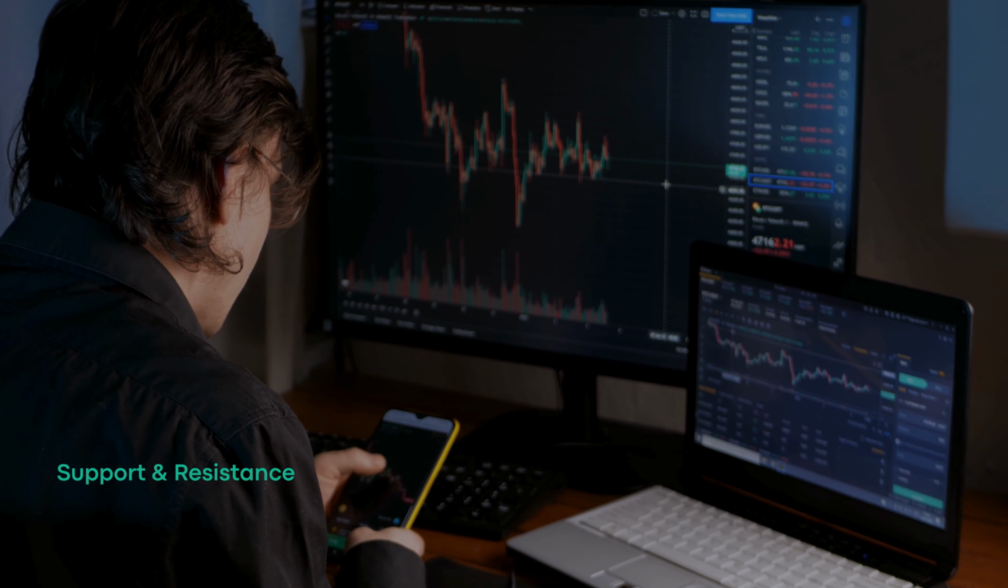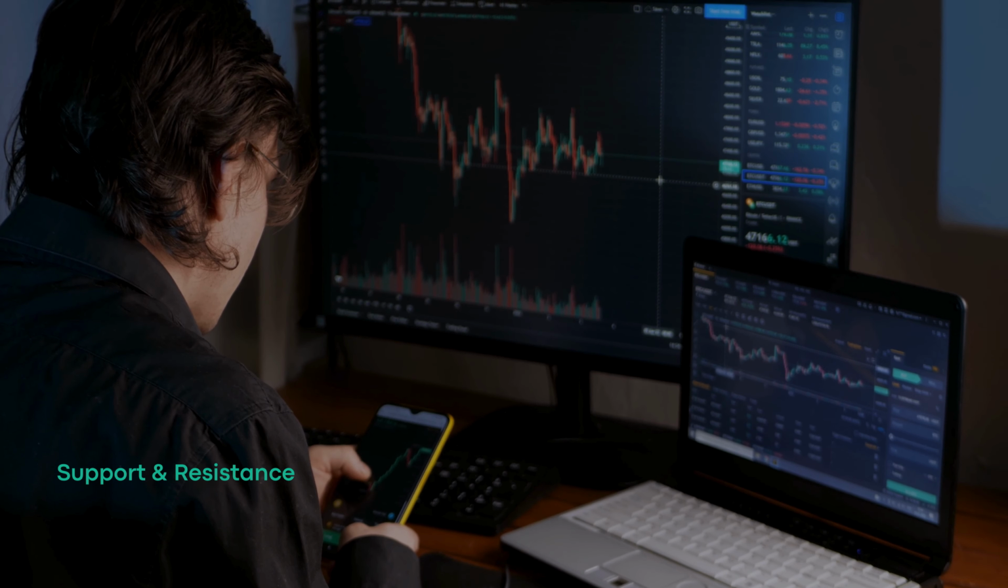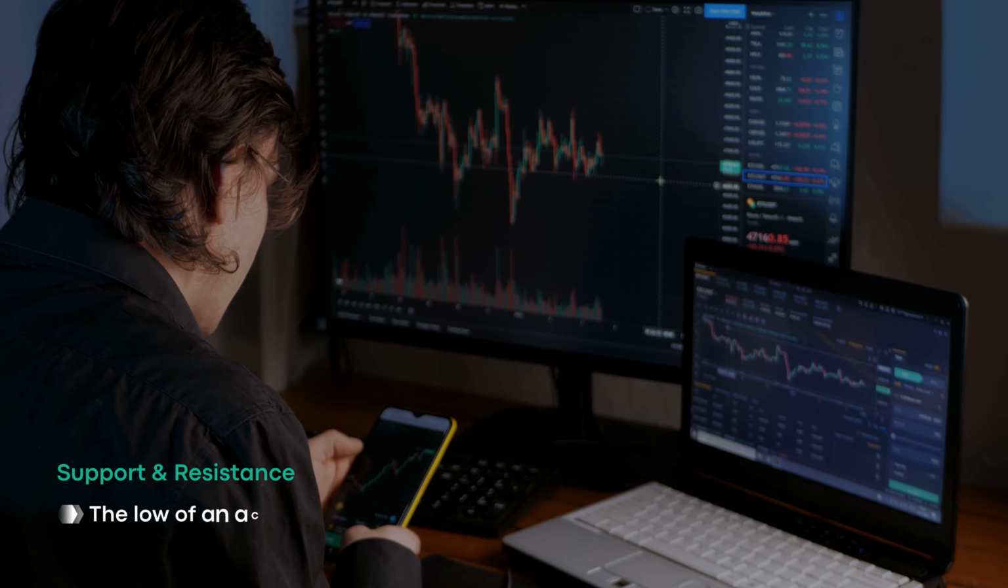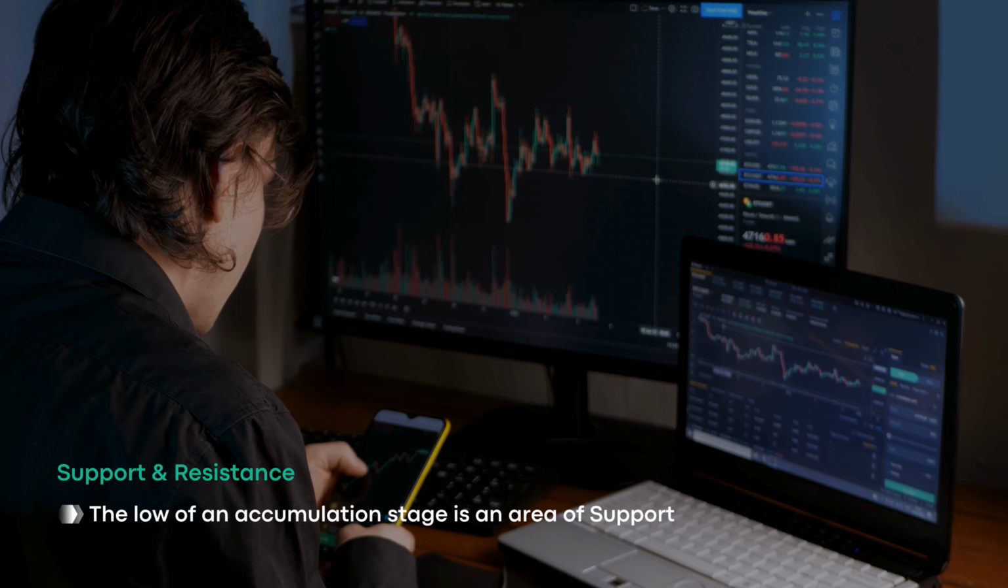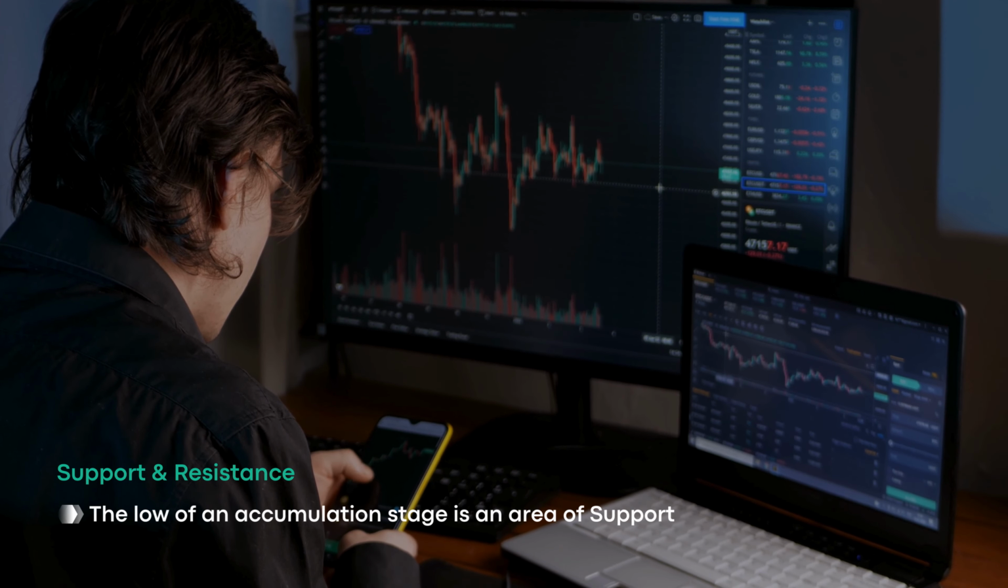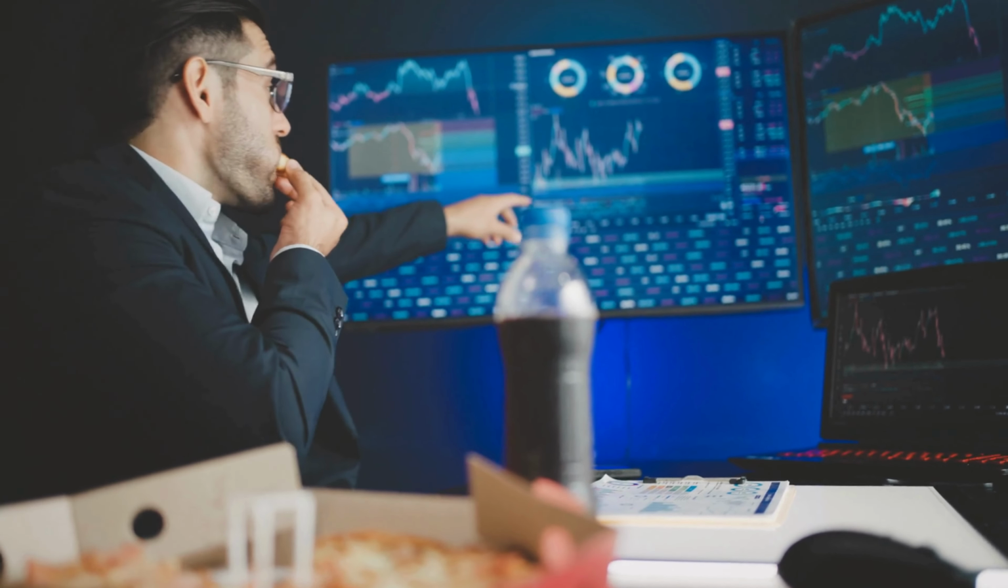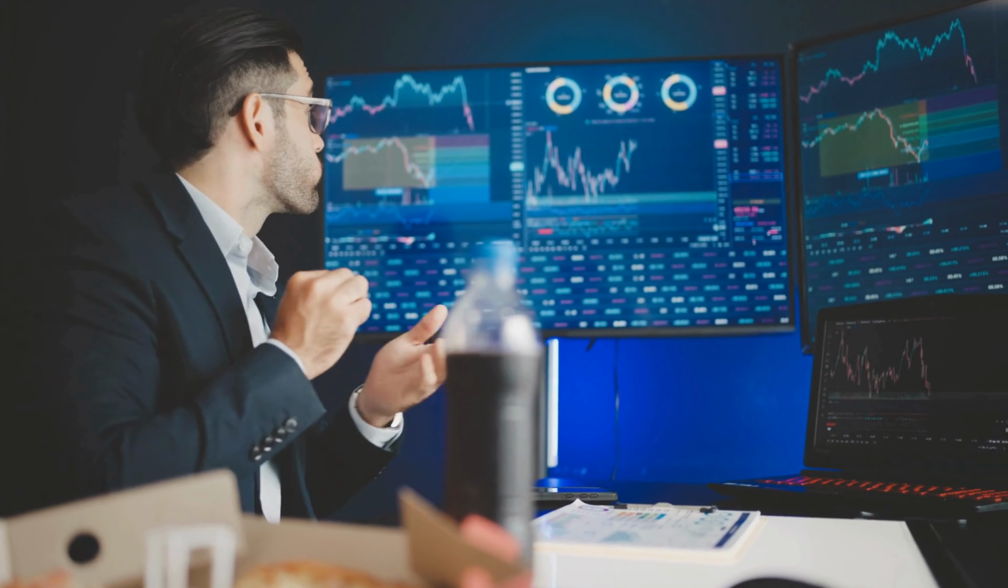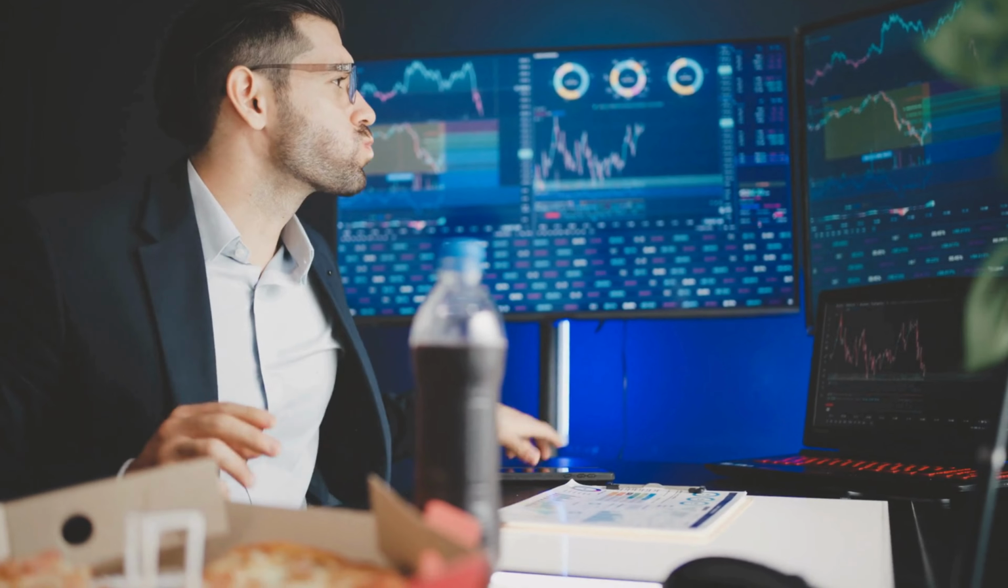Let me explain support and resistance. If you haven't realized by now, the low of an accumulation stage is an area of support. Plus, it's leaning against the higher time frame support. So if you're expecting higher prices, won't it make sense to go long at this area?